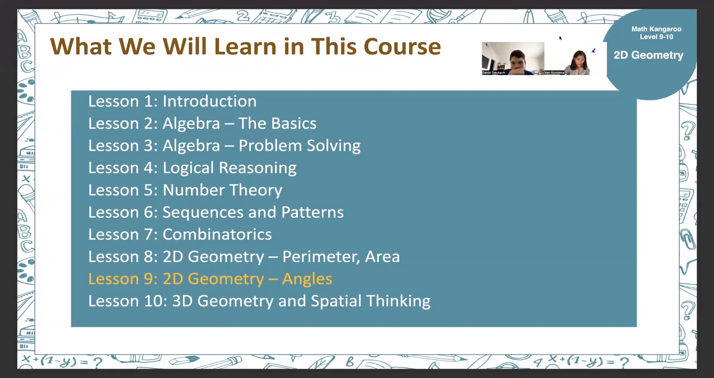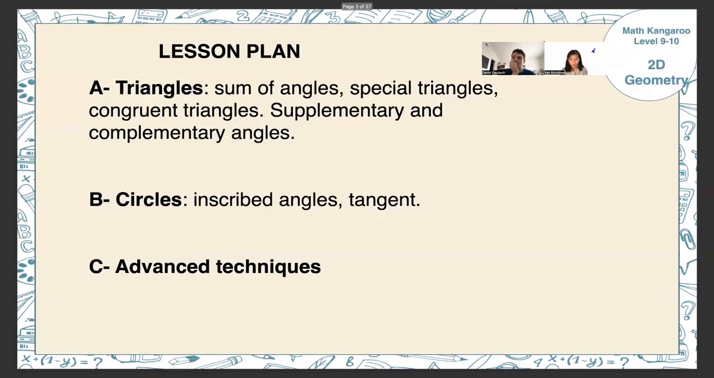Okay, so last week we focused on calculating length, right, with perimeter and area, and today the focus will be on angles. We divide the lesson into three parts. The first one with triangles, the second part we will deal with circles, and the last one. In the first two parts, we review basic theorems and tools that will help us solve most problems in Math Kangaroo competitions. Some of them require a little bit more advanced techniques that we will talk about in part three.